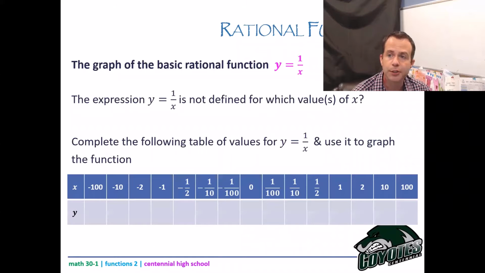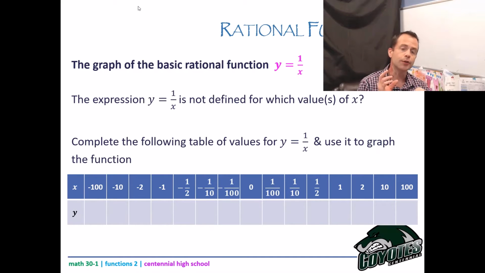Okay, so what I want you to do in your book, we're going to take a look at the basic rational function y equals 1 over x. The expression y equals 1 over x is not defined for what values of x? Well, we can never have a 0 on the bottom of a fraction, right? You can't divide by 0. That's undefined. So when x is 0, y will be undefined.